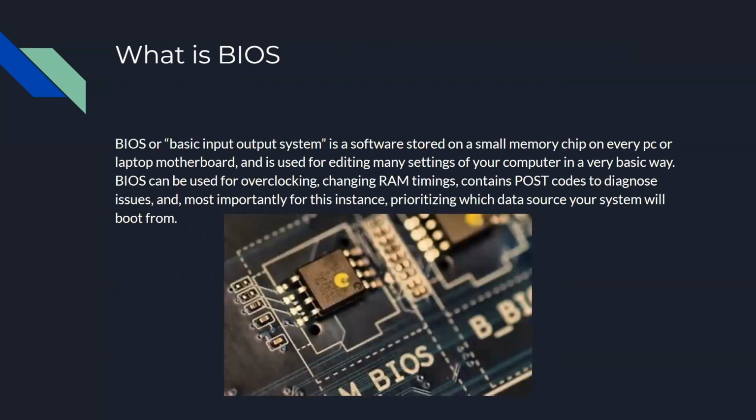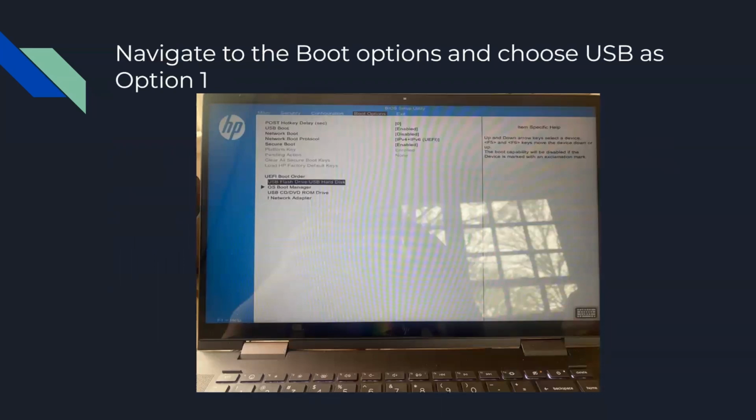BIOS, or Basic Input-Output System, is a software stored on a small memory chip on every PC or laptop motherboard, and is used for editing many settings of your computer in a very basic way. BIOS can be used for overclocking, changing RAM timings, contains postcode to diagnose issues, and most importantly for this instance, prioritizing which data source your system will boot from. First, you're going to want to navigate to the boot option and choose USB as option 1.